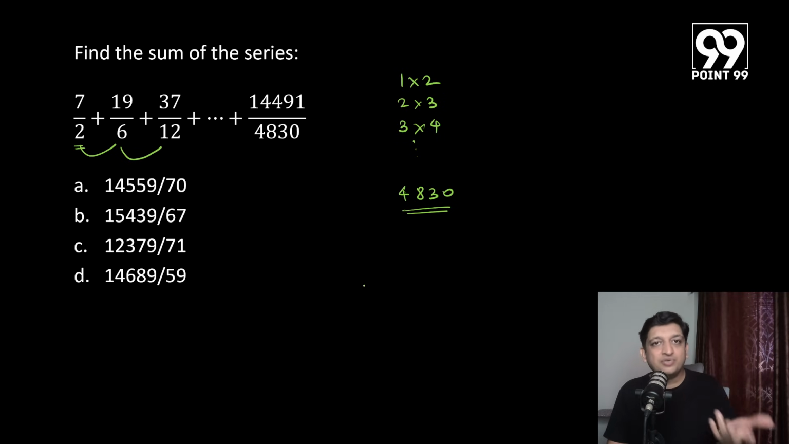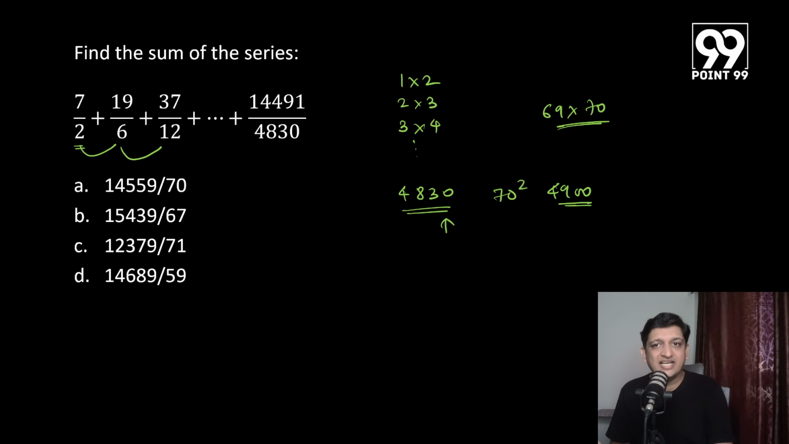Now one way in which you can think about it is, okay, you know that 4830 is very close to 70 square, or 4900. Also it ends in a 0. So you know that it has to be slightly less than 4900 and it has to be a product of two consecutive numbers. So the immediate suspect in front of me is 69 into 70.